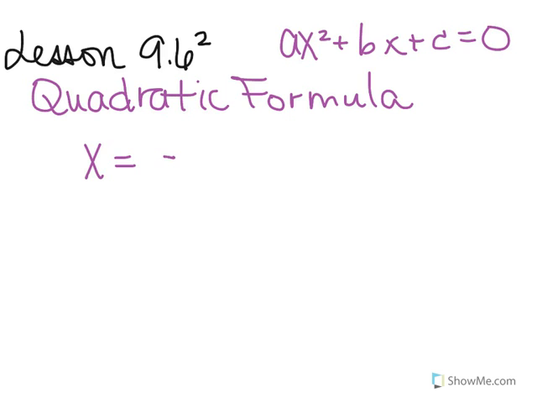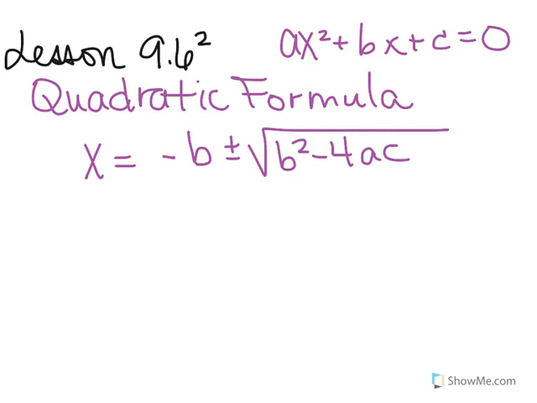So let's say it's x equals the opposite of b, or minus b, there's a negative out front, plus or minus the square root of b squared minus 4ac, and that is all over 2a. It's not just the root, but all of the top part is over 2a.